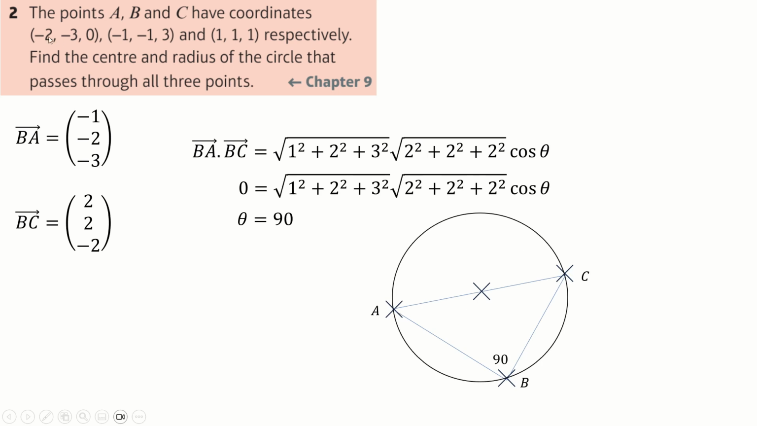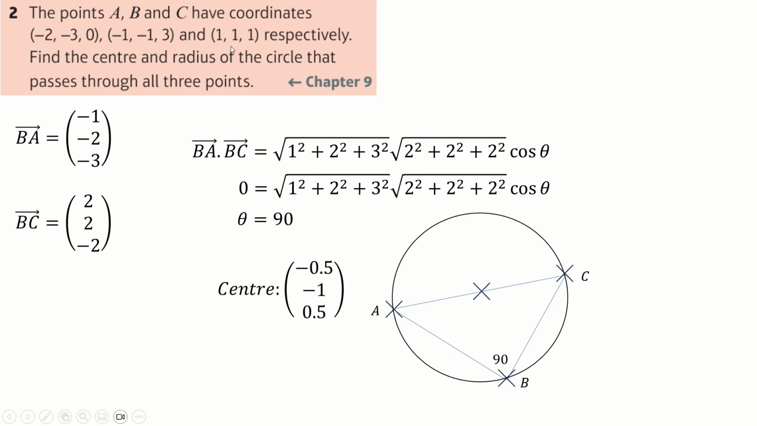So what's the middle between -2 and 1? Well, that would be -1/2. Middle of -3 and 1 is -1, and the middle of 0 and 1 is 1/2. So that's the center, easily got. And then to get the radius, I'm just going to work out the distance from here to, say, A or to C. It doesn't matter.